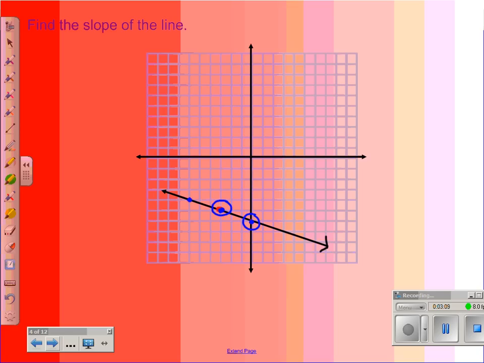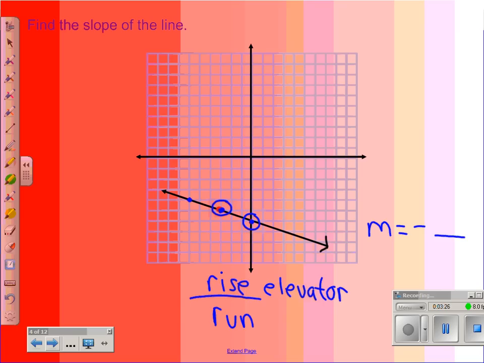I notice that it's going down, so I know it's going to be negative. I'm going to go ahead and write that because I don't want to forget that the line is going down. And I do rise, which can be up or down. You might think of it as an elevator. An elevator can go up or down. And then the run is going left to right. So rise is up and down, the change in the y's, versus the change in the x's.